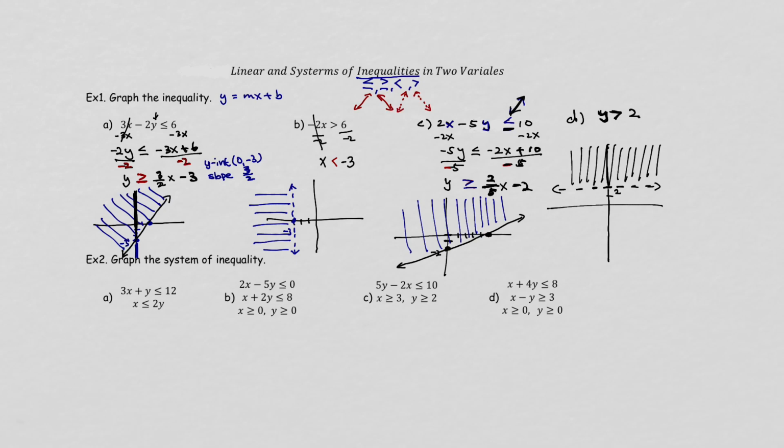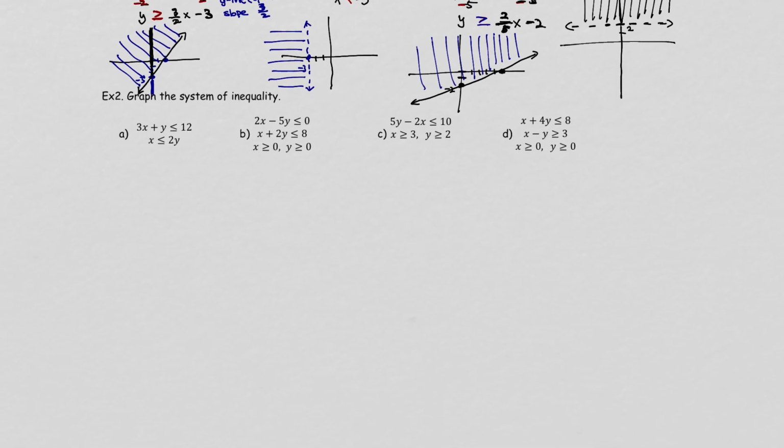So let's just pick 2. I'm not going to go over all 4, but let's do the first one. A: 3x plus y is less than or equal to 12, and x is less than or equal to 2y. So I'm going to draw both graphs. Let's say I'm going to draw this equation with black, and then this equation with blue. So 3x plus y is less than or equal to 12.